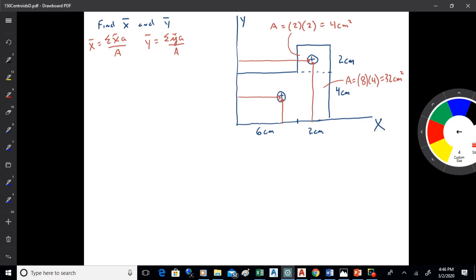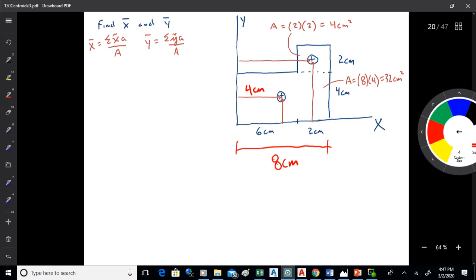Then I want those distances. Now the important thing with the distances is they all measure out from the same set of axes. So I want to start with my X and Y axes there and measure to those centroids. Okay. So this is 8 here, right? So I'm pretty sure that that's 4. And that is 6 and 2.